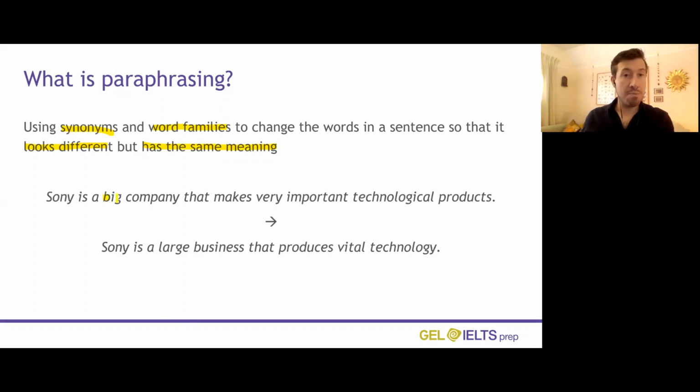So we'll start with big here. We've changed it to large. Great. That's using synonyms. Company and business, as we saw before, they are synonyms. Now, instead of makes products, we've taken the noun products and we've moved it to the verb position. We've changed it into a verb, produces. So we've changed the noun, the verb noun combination, make products, and we've just changed it into one verb, produces.